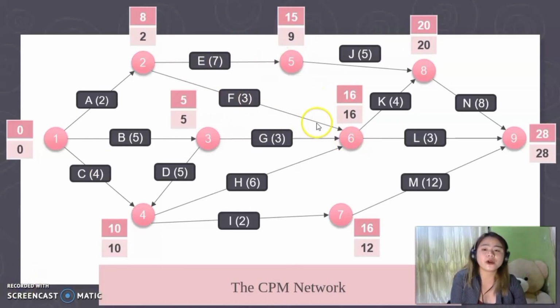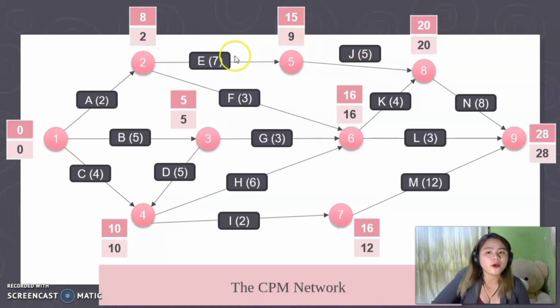So as you can see, there are 3 options: 2 to 6, 3 to 6, and 4 to 6. So here again, we need to choose the maximum value. So 2 plus 3 is equal to 5. 5 plus 3 is equal to 8. 10 plus 6 is equal to 16. Therefore, we choose 16. So that goes along with the rest of the node. So that is how we are going to compute the earliest start time of our activity.